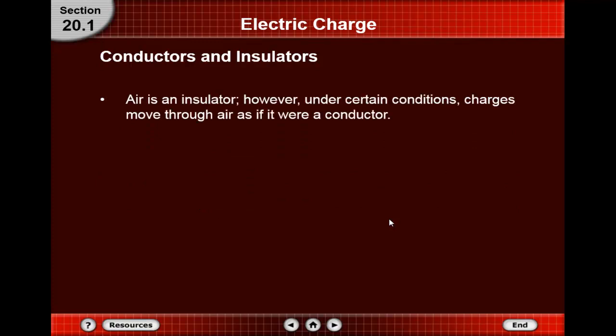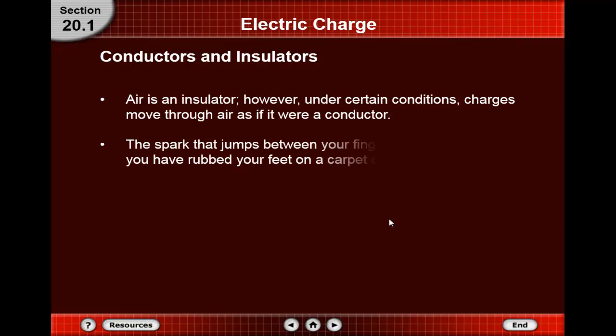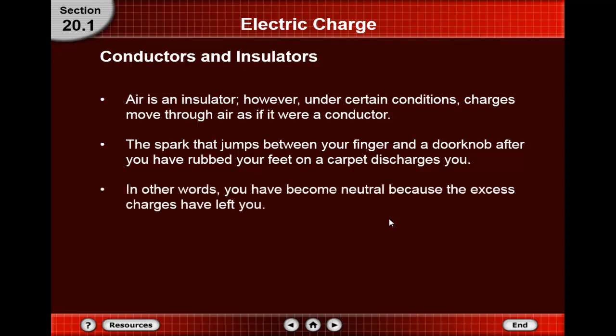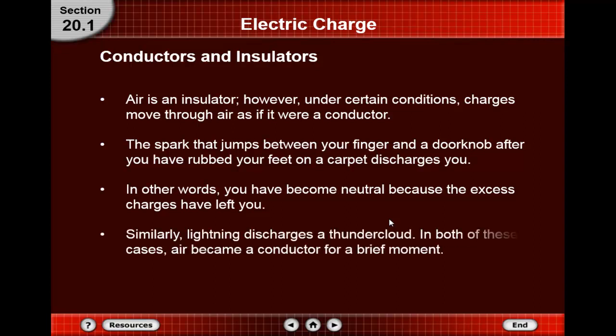Air is an insulator. However, under certain conditions, charge can move through air, and air can act as a conductor. The spark that jumps between your finger and the doorknob after you have rubbed your feet on a carpet discharges you. In other words, you have become neutral because the excess charge has left you. Similarly, lightning discharges a thundercloud. In both of these cases, air becomes a conductor.